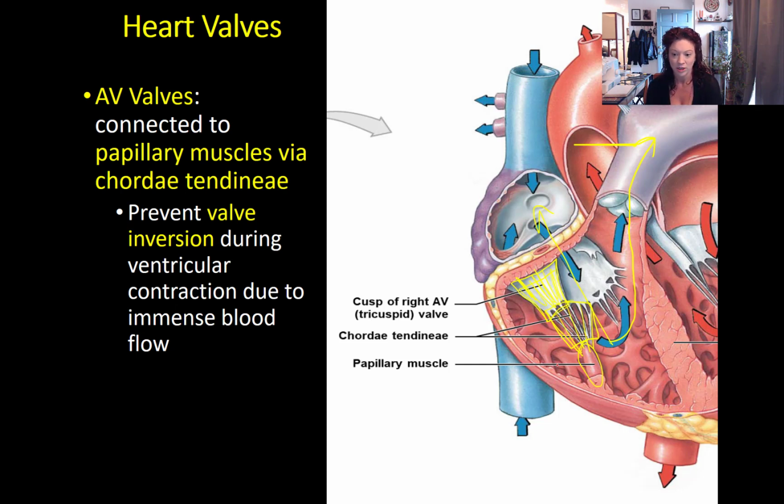Imagine the pressure in this ventricle increasing as it compresses. It's going to put a lot of pressure up on this valve, and it could cause the valve to, instead of just shutting like this, blow out and flip inside out, like when your umbrella flips inside out. It looks very similar when a valve inverts, and it's not a good thing. Okay, it means regulation between your atrium and your ventricle is no longer going to function. Okay. So the papillary muscles and the chordae tendineae help to prevent that.